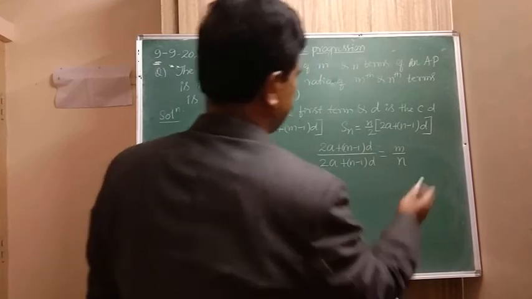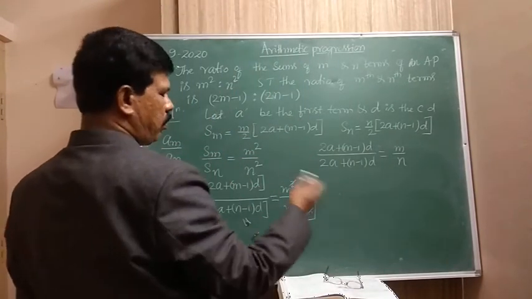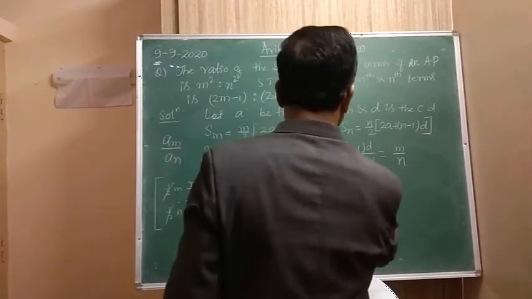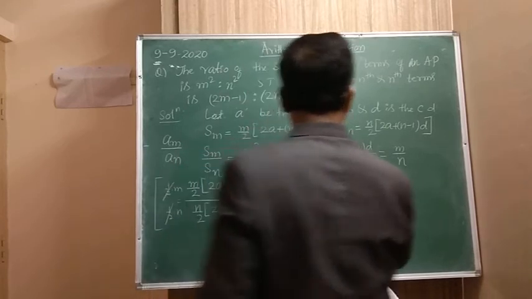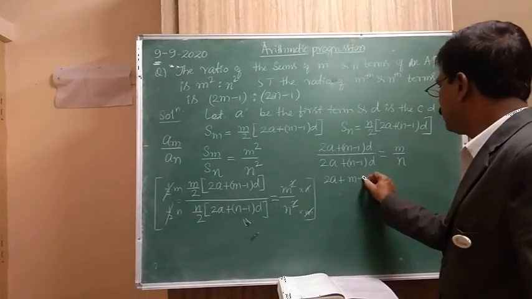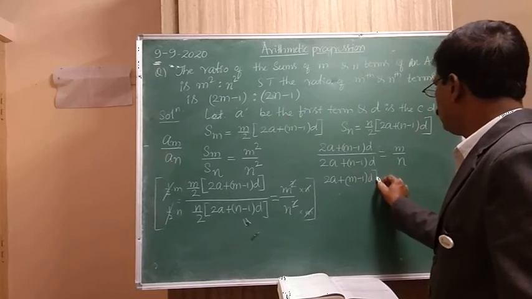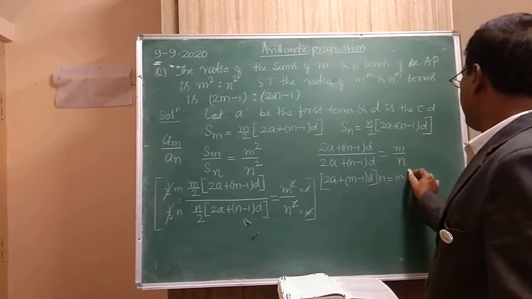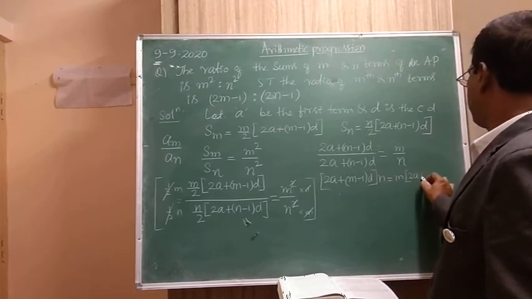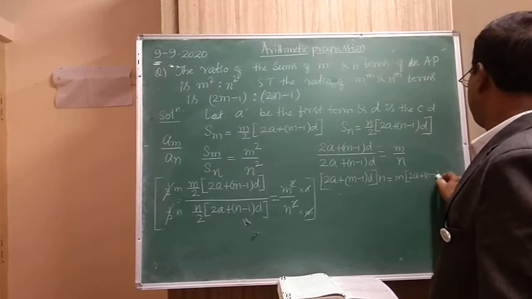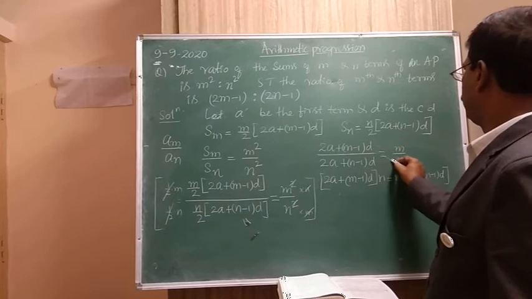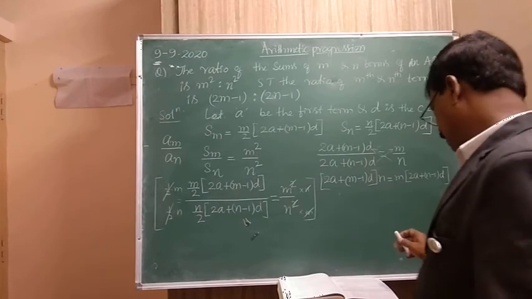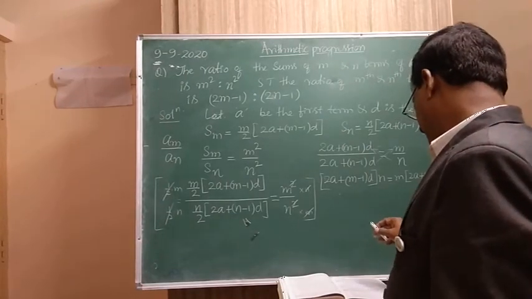Then next, just cross multiply this. On cross multiplying, what you are going to get here is 2a plus m minus 1 into d, the whole thing multiplied by n, is equal to m into 2a plus n minus 1 into d. Clear? So this is a cross multiplication. Then after this, what you will get.